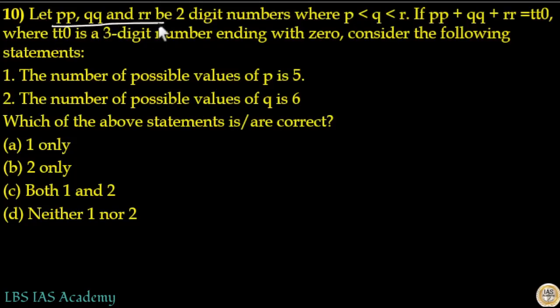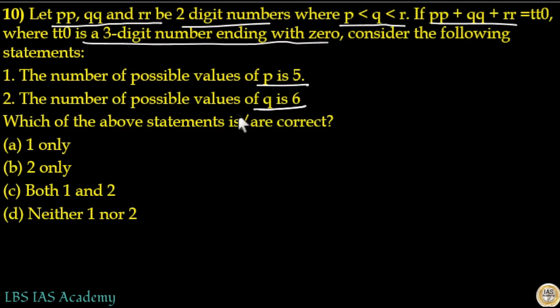Let PP, QQ and RR be 2-digit numbers where P less than Q less than R. If PP plus QQ plus RR is a 3-digit number ending with 0, consider the following statements. Number of possible values of P is 5 and Q is 6. Which of the above statement is or are correct?